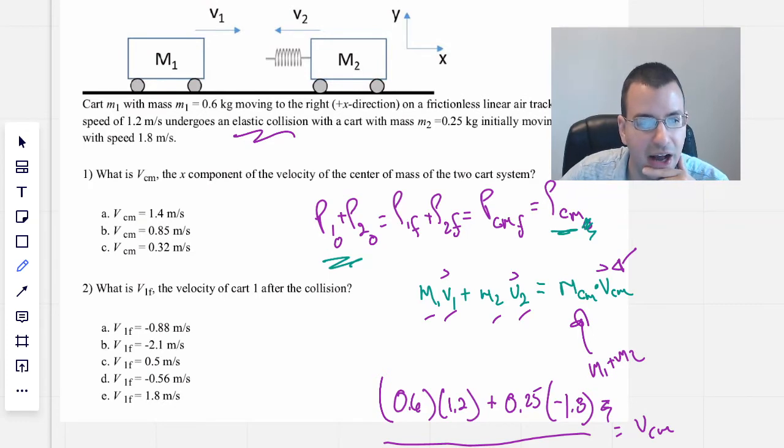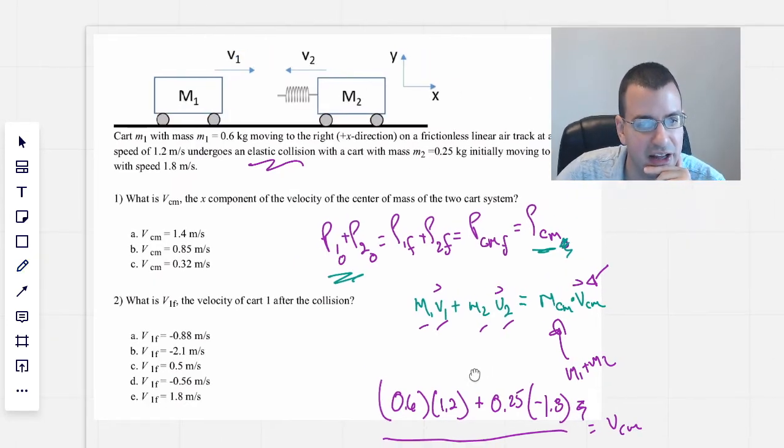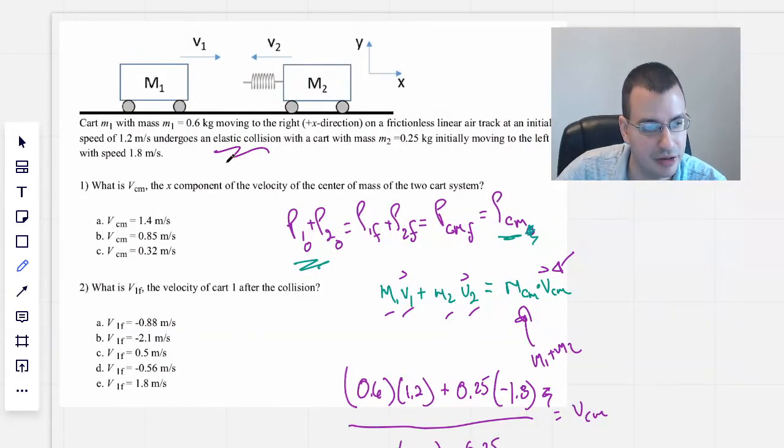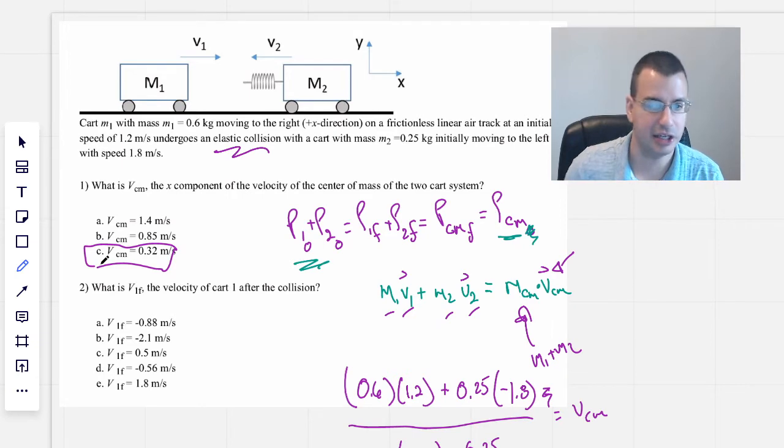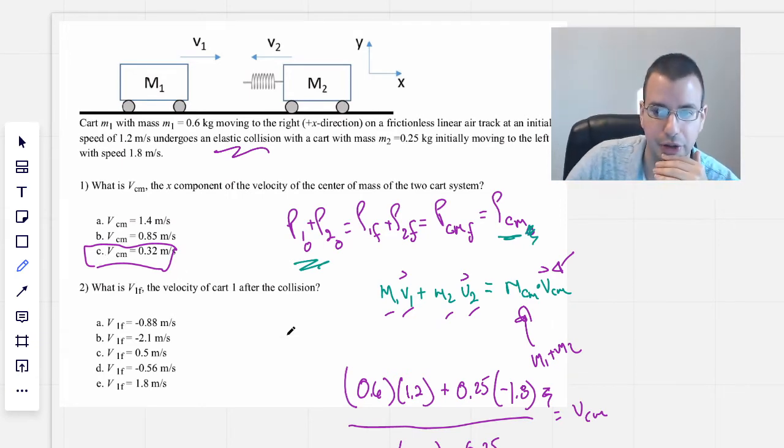Since they're moving in opposite directions, it feels like this should be slower than either of them. This one is going 1.2, this one is going 1.8. So yeah, 0.3176 seems reasonable. It's even a possible answer, which is C. So that seems reasonable enough.